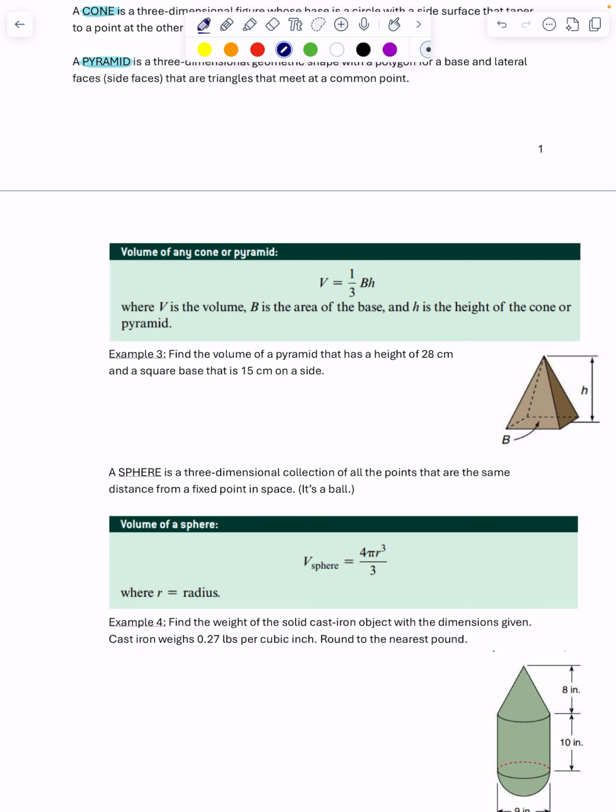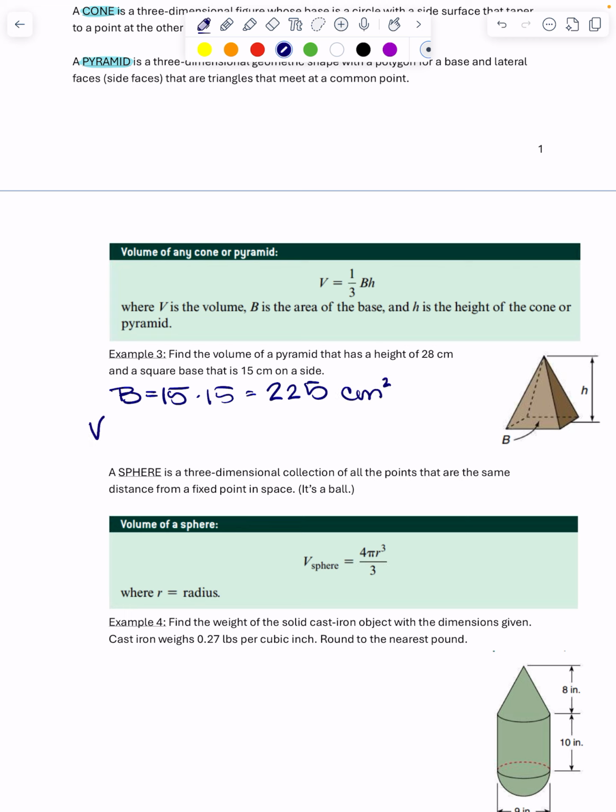Okay, so I'm going to start by finding the area of the base. Here it says it is a square, which is 15 on each side. So the area of that square base is 225, again, we're back in centimeters squared.